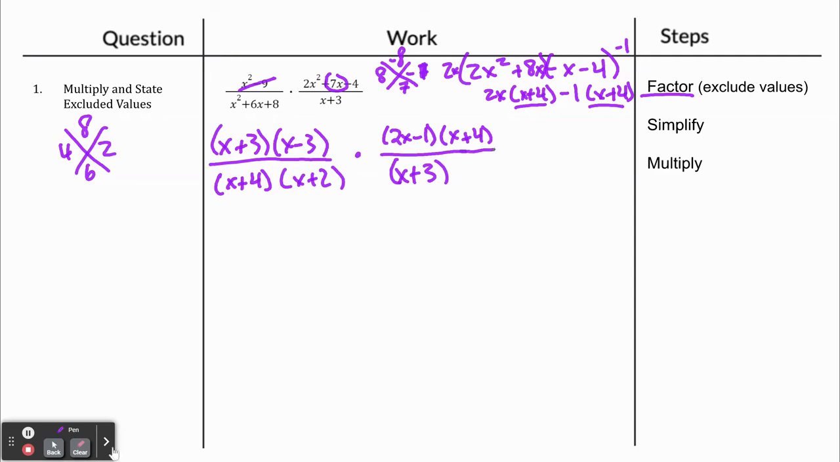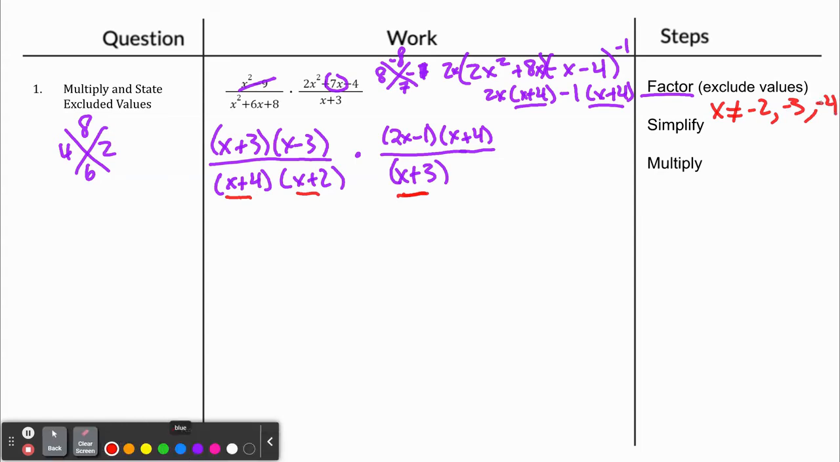Now, before I move any further, I'm actually going to do the excluded values at this point because I can see which values of x cannot be. So we have x cannot equal negative 2 because it would make the denominator 0. It can't be negative 3 or it would make this denominator 0. And it can't be negative 4 or it would make this denominator 0. So those are my excluded values. Make sure not to forget those.